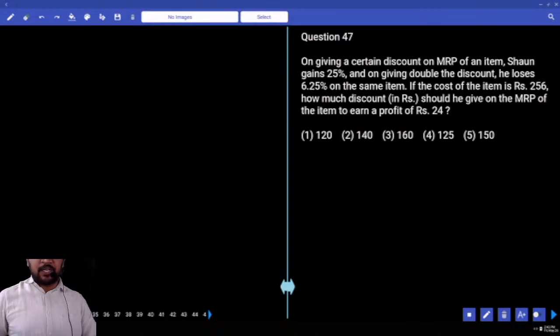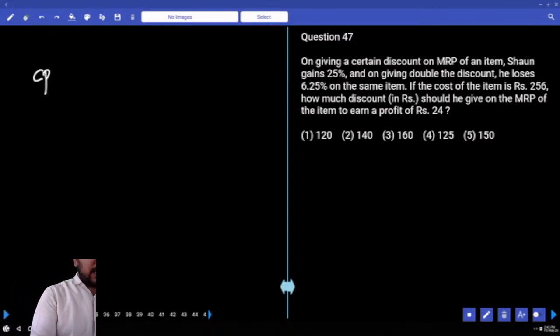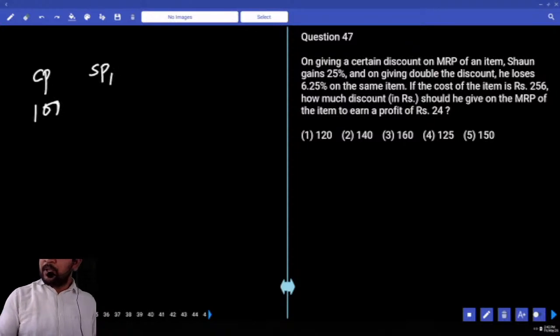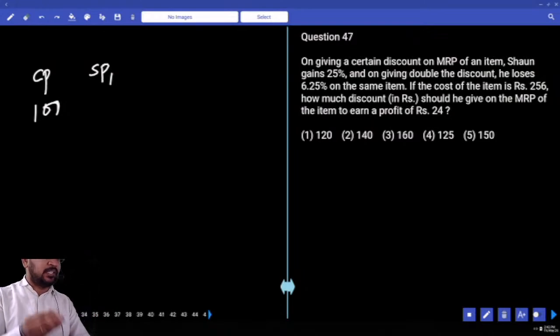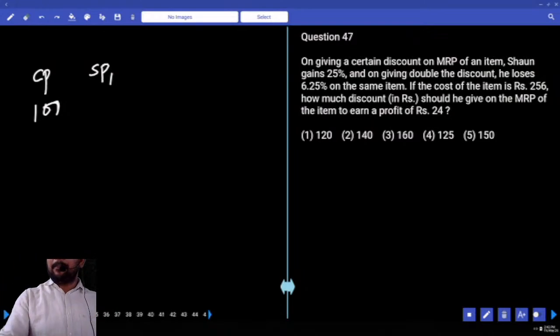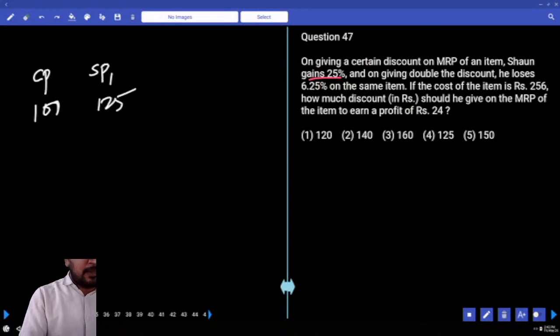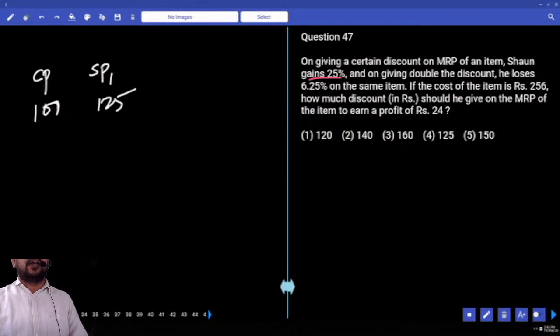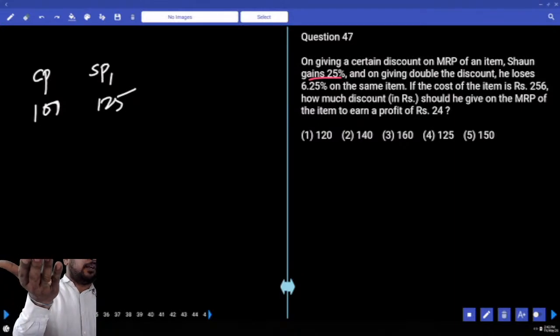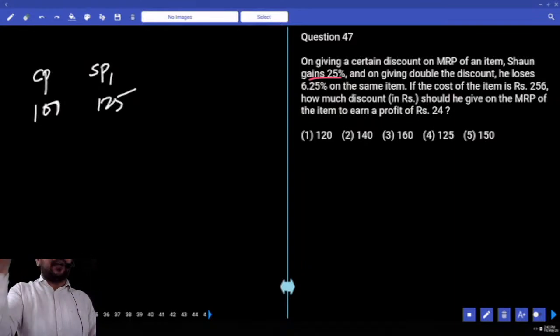Nana, jagrataga observe cheyandi. I don't know the cost price. I assume it as 100. SP1. If you observe carefully here, Nana, whenever he gives a certain discount, some discount, we don't know the discount percentage, the profit is 25, which is nothing but SP is 125. Yes or no?